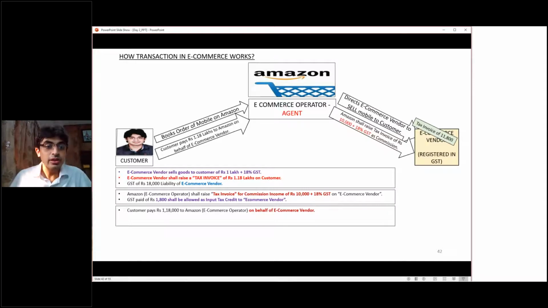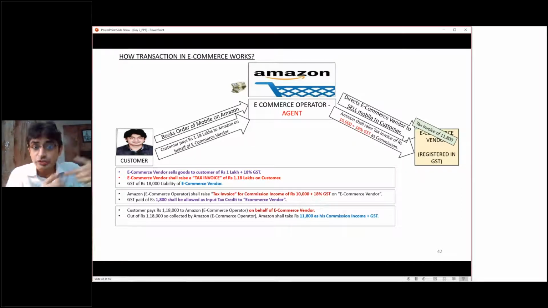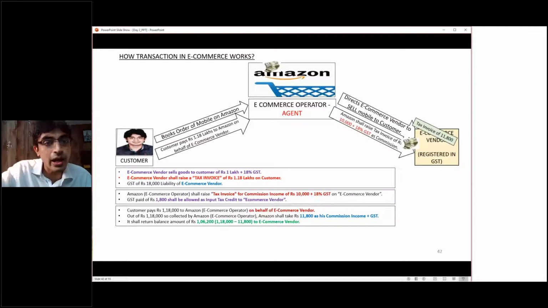On that mobile, I will make the payment first to Amazon. The money you pay goes to Amazon, even though someone else is selling the mobile. Out of the 1,18,000 which I paid to Amazon, Amazon will deduct its commission of 11,800 and pay the balance 1,06,000 to the seller. This is how e-commerce functions.